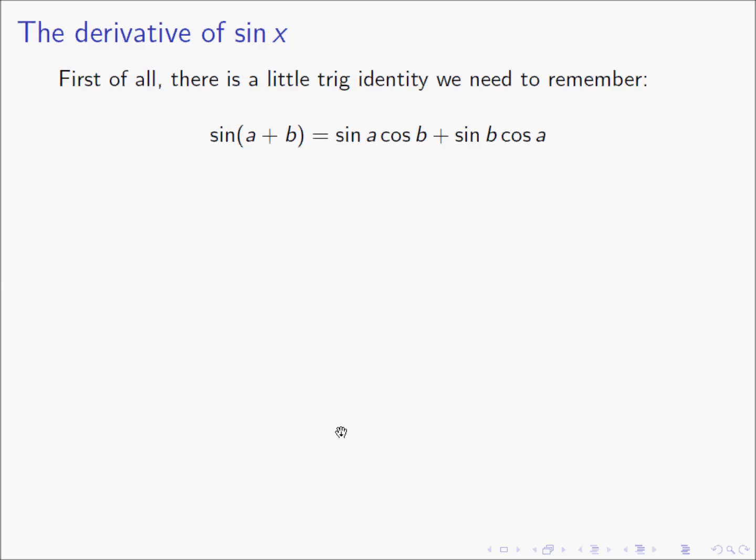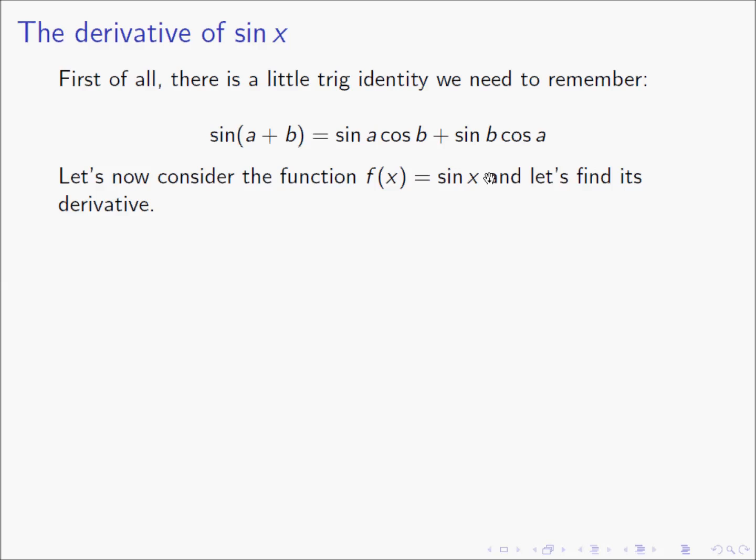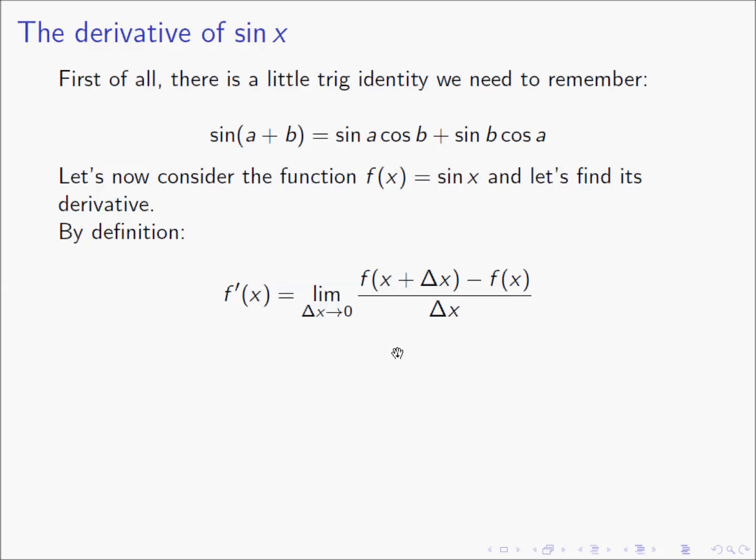So we're going to use a little trig identity. We're going to use this identity that says that the sine of a plus b equals this formula. I'm sure you remember this identity, as it is one of the most basic identities. So let's now consider the function f of x equals sine of x, and we're going to find its derivative. The only way I can think of to find the derivative is to use the definition. So we're going to try that. We're going to use the definition of the derivative, that is this one.